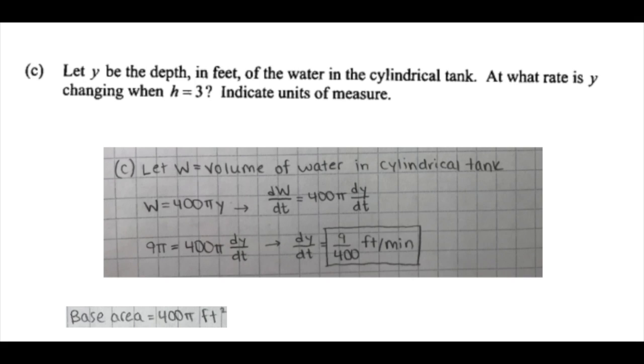So we just use those two pieces of information to create the equation W is equal to 400 pi y. And then, because we're looking at a change in time, we again take the derivative with respect to time of both sides of the equation and isolate the variable we need, which is the change in height over time, dy/dt, and we simplify to get 9/400 feet per minute.